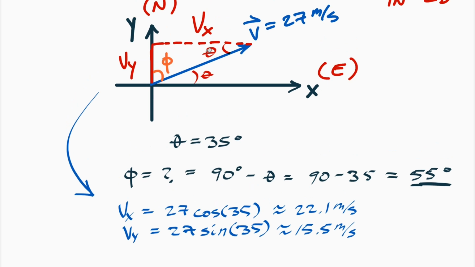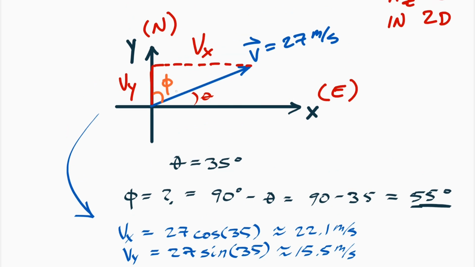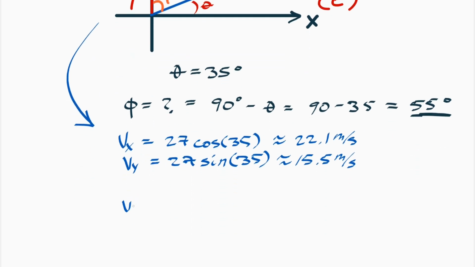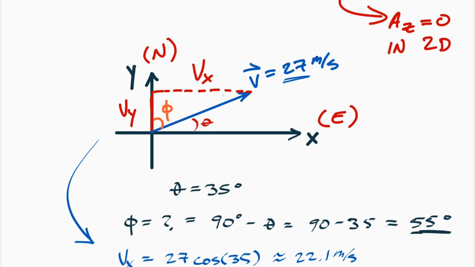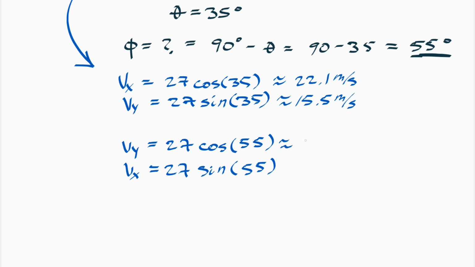Okay, but I don't want to use theta, right? Let's say that I want to use phi instead. Okay, well, I can do 27 times cosine of phi will give me the adjacent leg, Vy. So Vy is equal to 27 cosine of phi, which is 55. Now Vx is equal to 27 sine of 55, right? 27 hypotenuse times sine of 55, there's your opposite leg, gives you Vx. And you notice that if you do this, 27 cosine 55 will give you 15.5 meters per second, and 27 sine 55 will give you 22.1 meters per second.